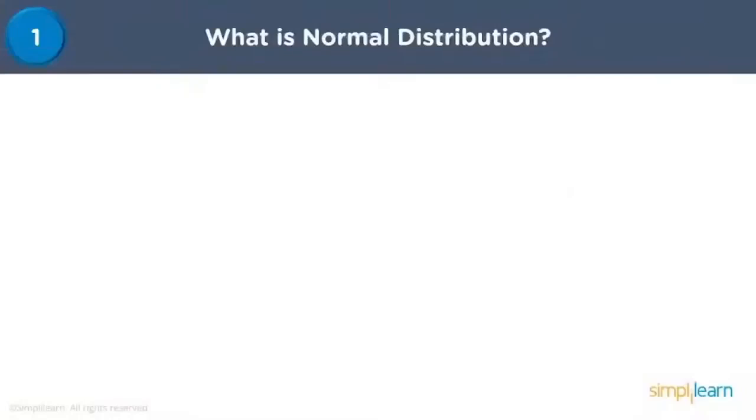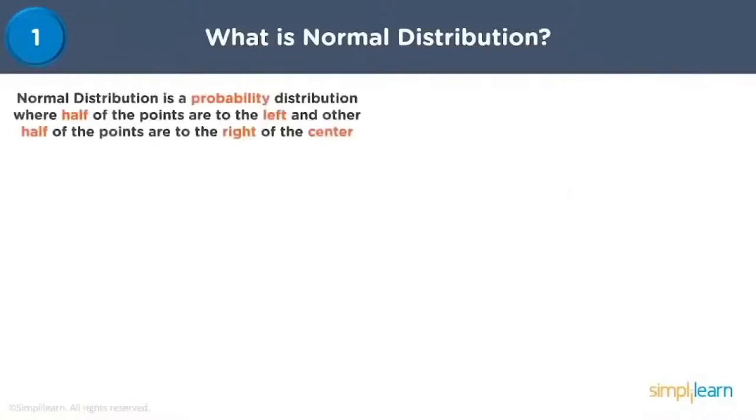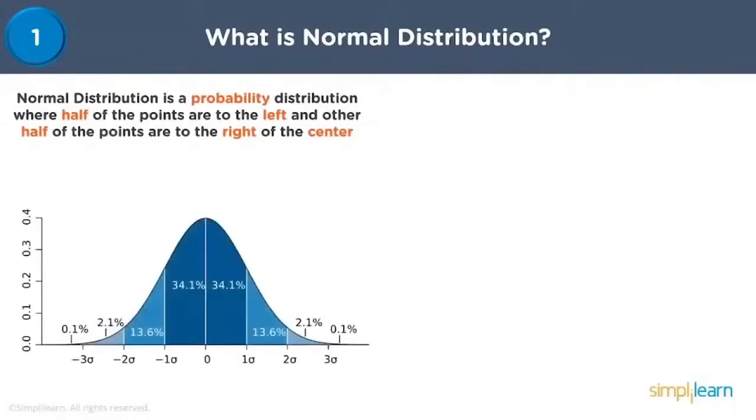The first question we have is, what is normal distribution? Now, normal distribution is a probability distribution that is used to check how your data is distributed. Your data could be spread out to the left or to the right, but in many cases, the data tends to be around a central value with no bias left or right, as you can see on your screens. Now, this is called a normal distribution where half of the points are to the left and another half of the points are to the right of the center.